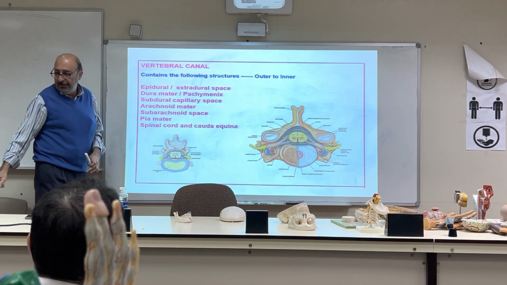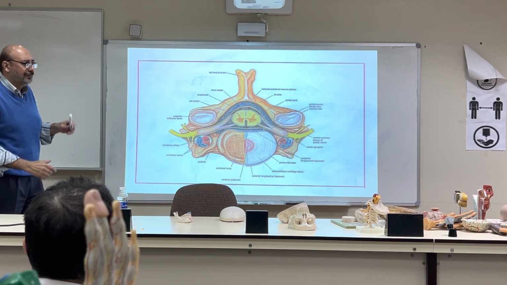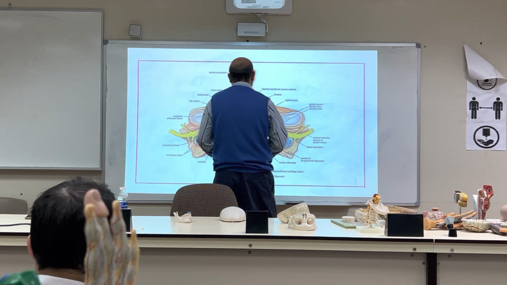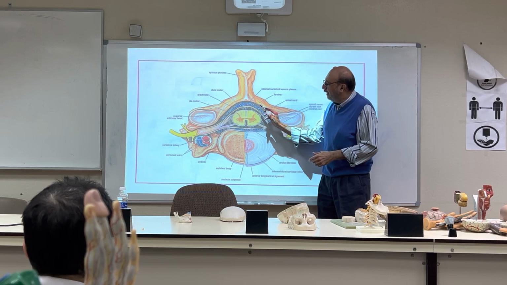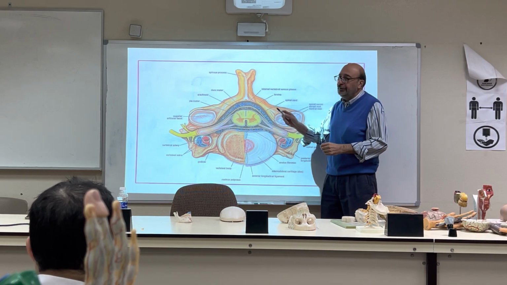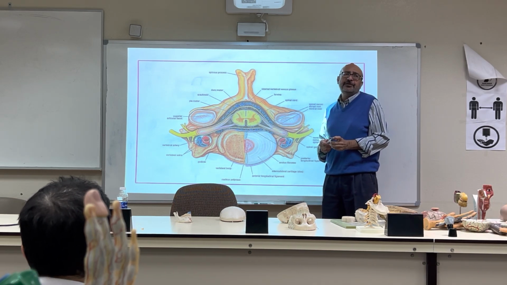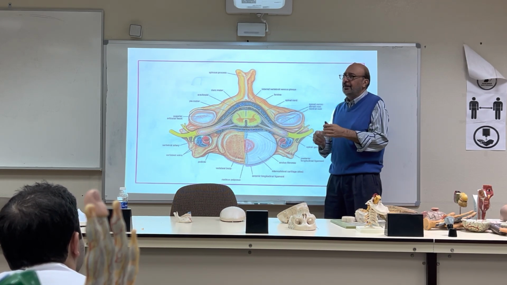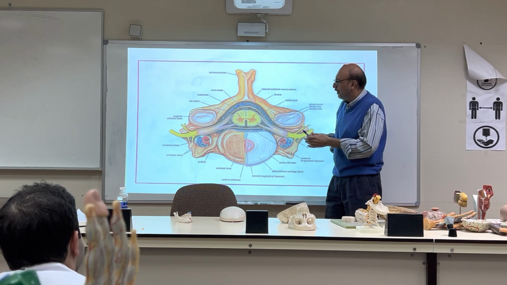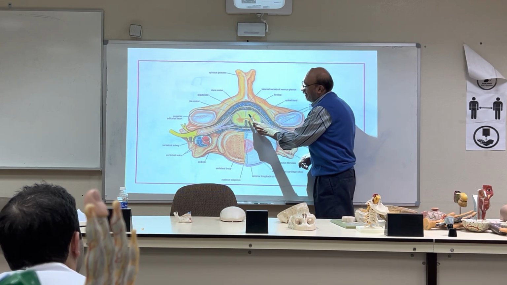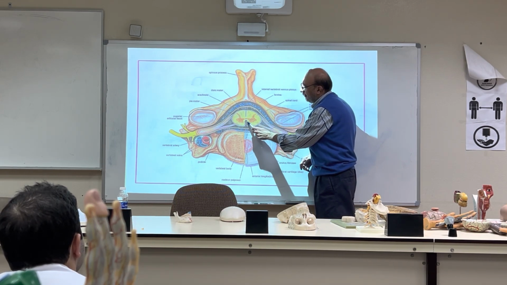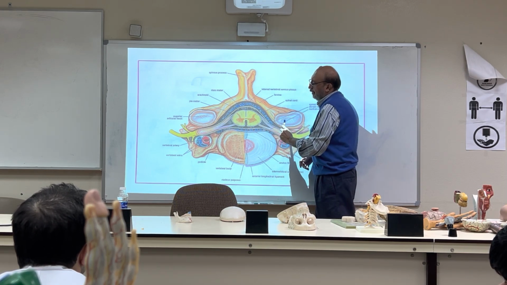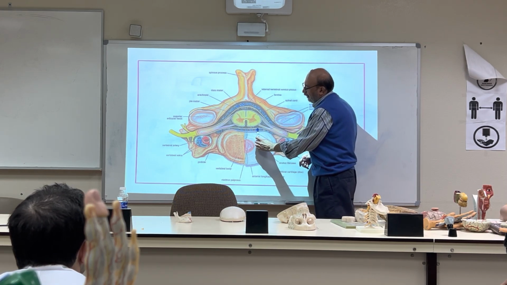Here is a big picture to show you. This is the vertebral canal. You can see how nature, Allah subhanahu wa ta'ala, has placed all these fine things in such a small area, controlling us the whole life. Here is the spinal cord. This white line is the pia mater. Here is the dura mater and arachnoid, this one.